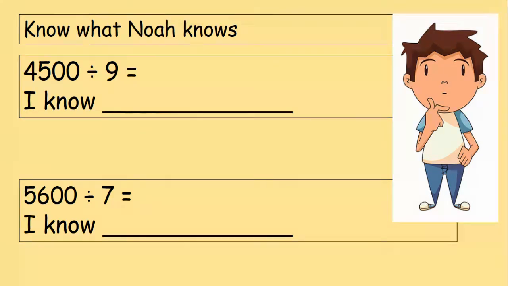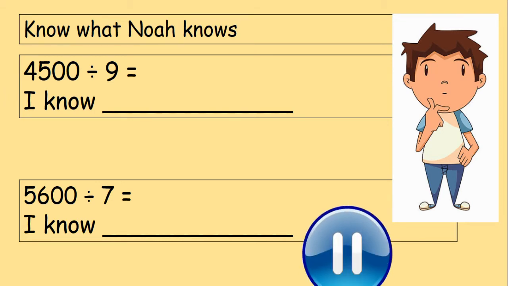We're going to try one more round of Know What Noah Knows. You have 4,500 divided by 9, and you have 5,600 divided by 7. You need to use the related facts to work out the answers. Press pause now while you work out your answer, and then press play when you are ready to continue.